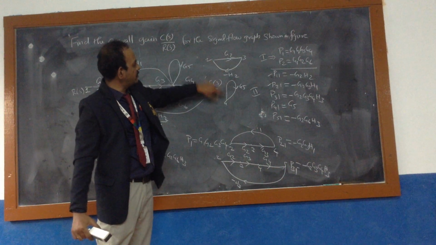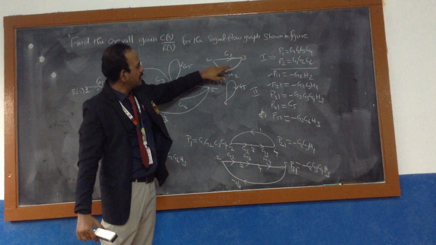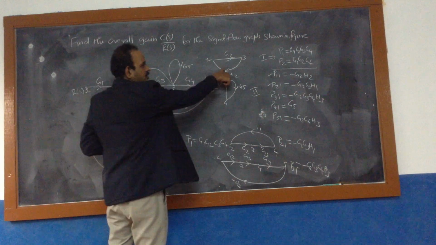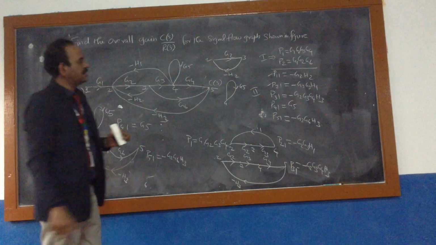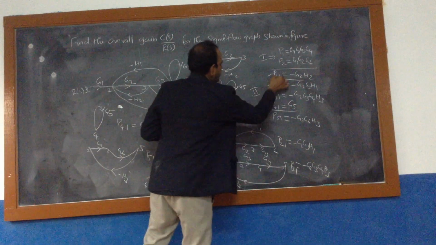So you can see both the graphs. Node 4 is not present here, and 2, 3 is not present here. So we can form this pair. This pair can be taken as non-touching loops. This will be considered as non-touching loops. So we can form P41 and P11.